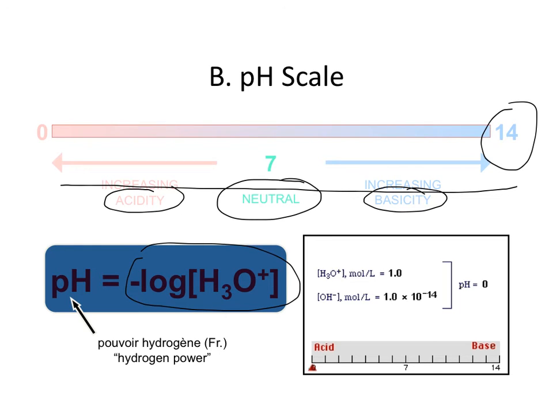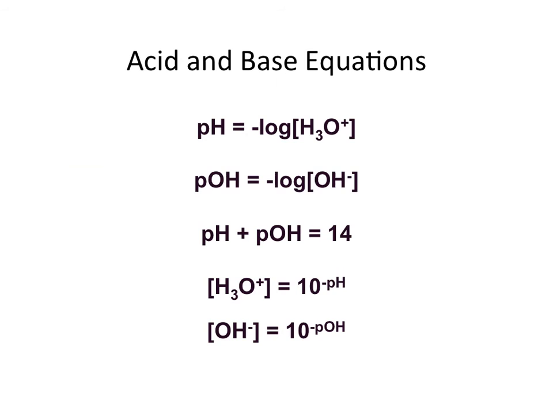So basically, this is a pH scale. Let's go ahead and look at how we can utilize this to figure out other information. So, some basic acid and base equations. We've looked at the pH. To calculate pOH, all you do is take the negative log of your hydroxide ion concentration. And pH and pOH are related by this equation. So pH plus pOH is always going to give you 14 for a specific solution.